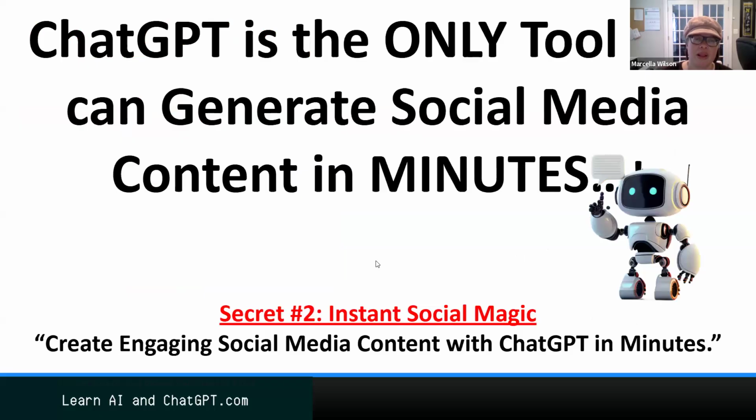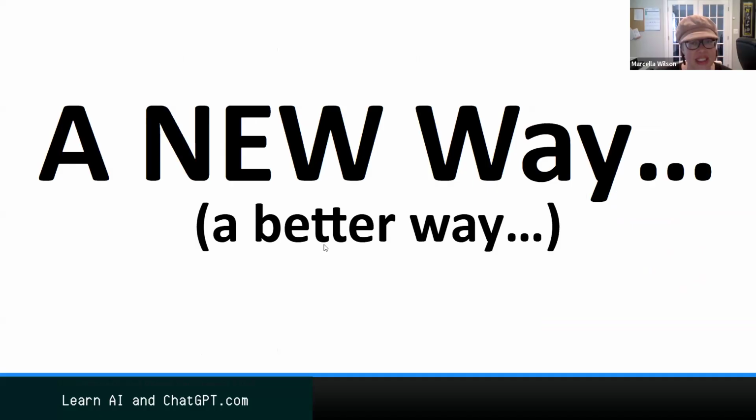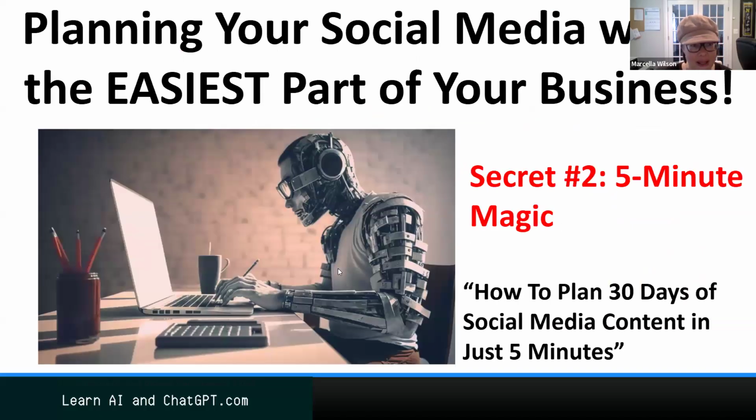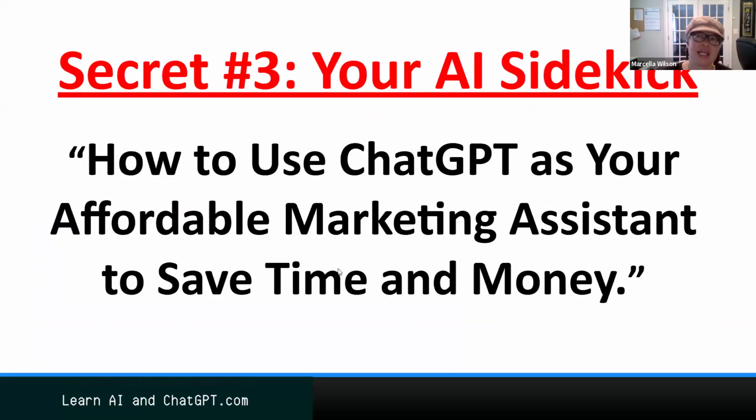Okay, so what do I want you to get from secret number 2? ChatGPT is the only tool that can generate social media content in minutes, point blank. And since I can't do it in minutes, I'm not going to do it. I'm going to use AI because it can. ChatGPT is the new way and it's the better way. Social media used to be the bane of my existence. Now it's the easiest part of your business, right? Let it do it.